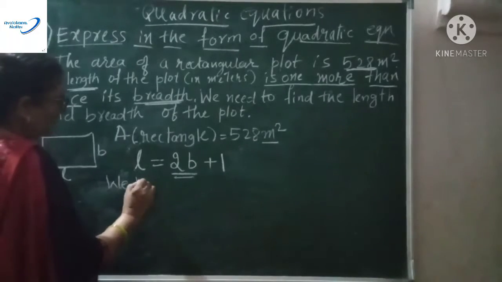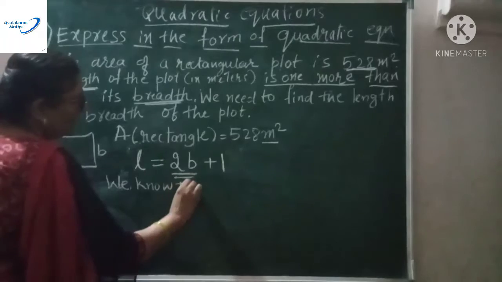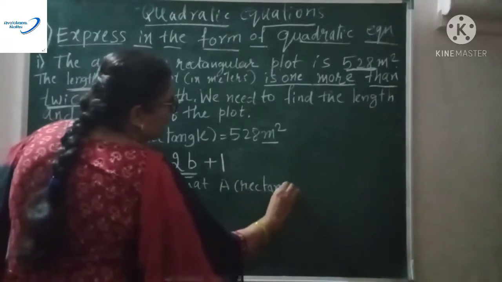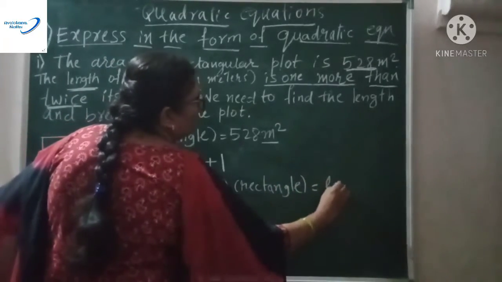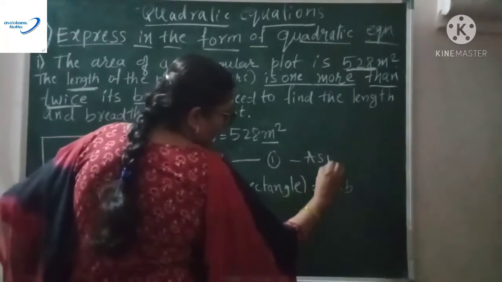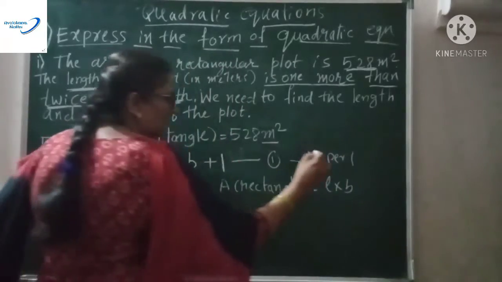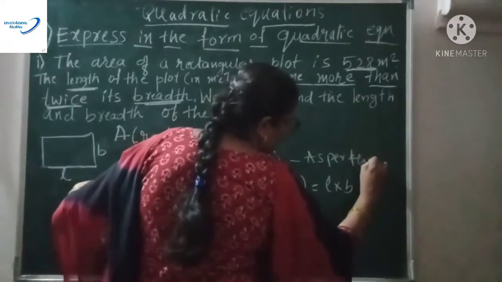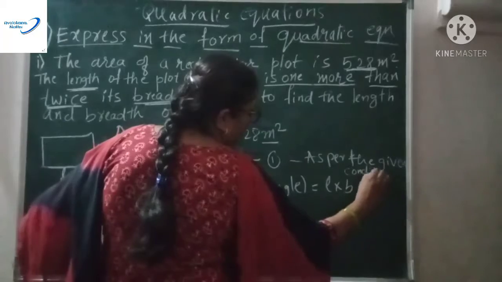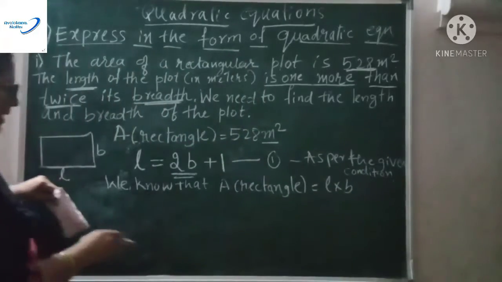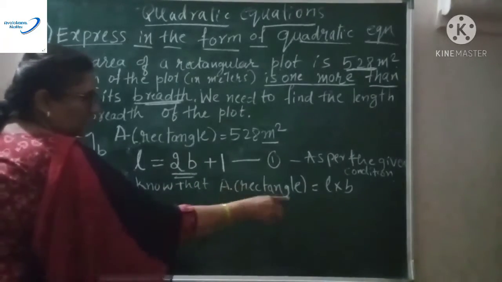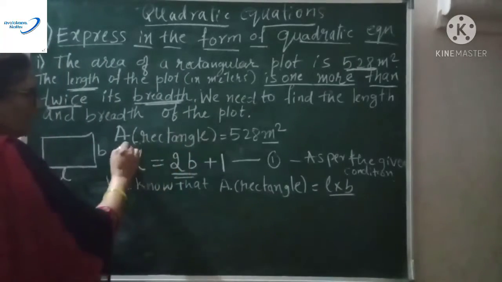You write here: we know that area of rectangle is equal to length into breadth. You call it equation 1. This you have got as per the given condition. The reason for this is not compulsory, but it is better to write it to make a good impression. Write this: as per the given condition, L is equal to 2B plus 1. Now we know that area of rectangle is equal to length into breadth. Very simple. So you know the value of area. What is it?